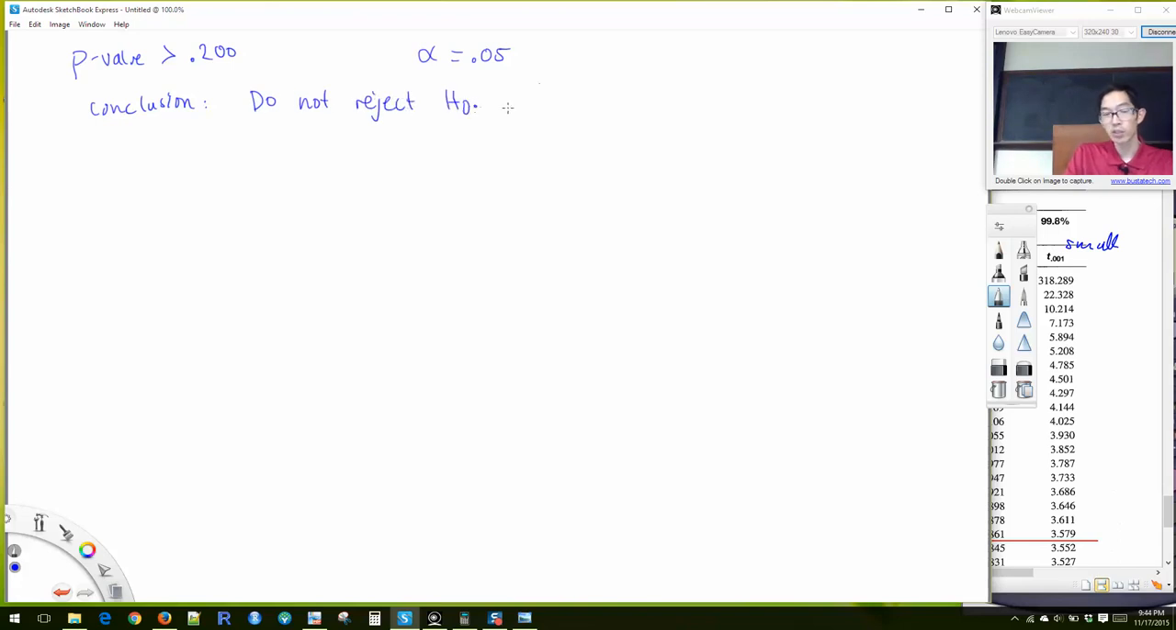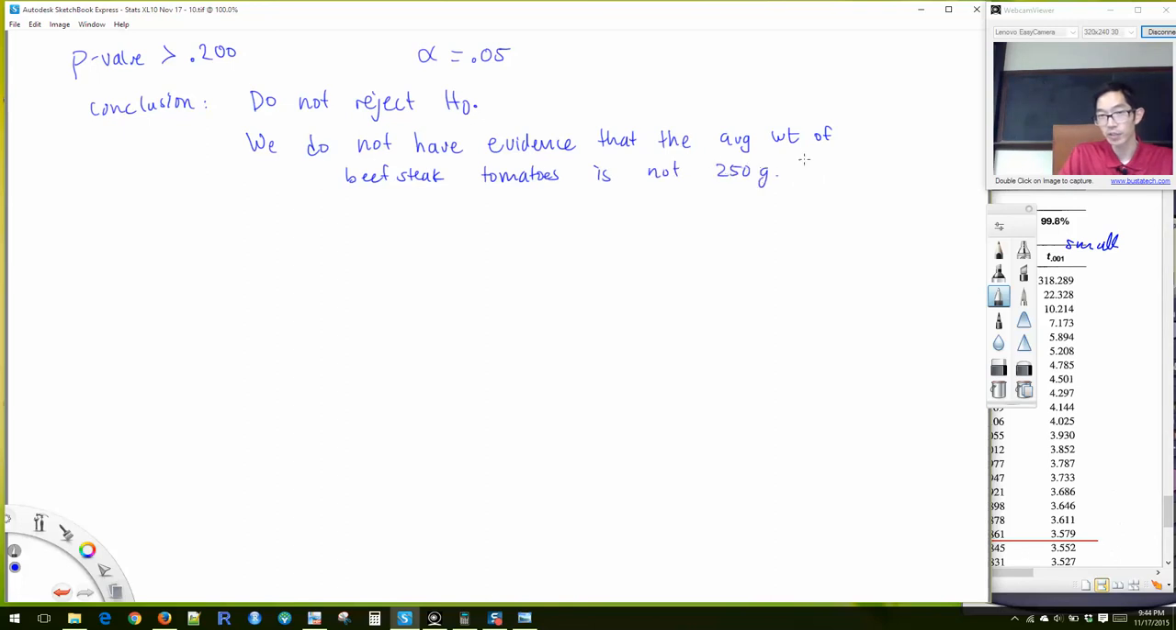Okay, and so what does this conclusion mean in the context of our problem? We would say we do not have evidence against the null, but what is the null? What does the null hypothesis say? We do not have evidence that the average weight of beefsteak tomatoes is not 250 grams. Okay?